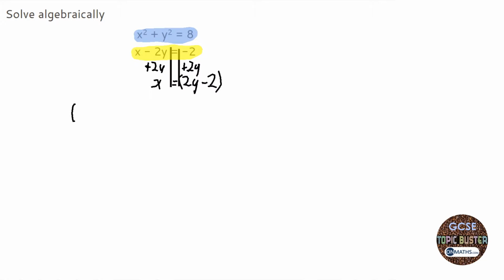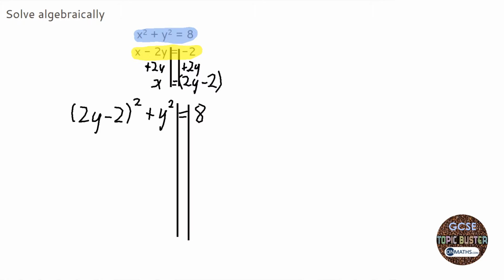So 2y minus 2. I've put it in brackets because the whole of the x is squared, so I'm going to square the whole of that, plus y squared equals 8. Now I want to expand the bracket, and then I want to get it equal to 0.